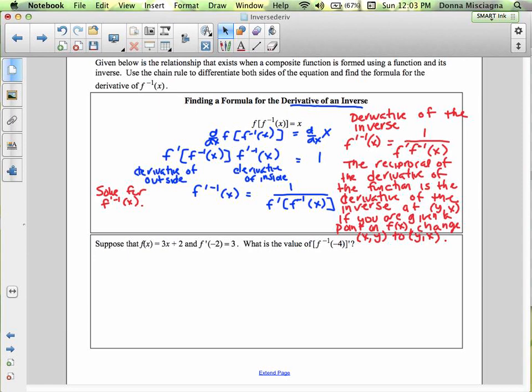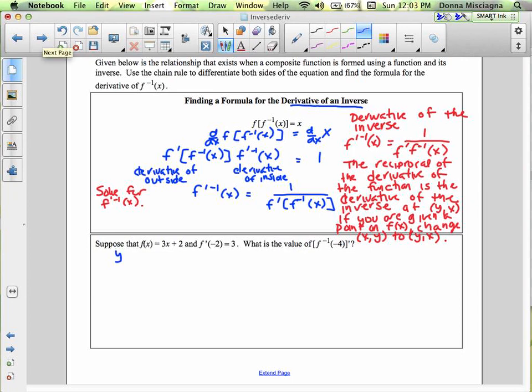And that's going to make things a little easier, and it's going to help us with other derivatives as well. So now let's do this two ways. This isn't a very hard inverse to find, so we'll find the inverse. Suppose that f of x equals 3x plus 2 and f prime of negative 2 equals 3. What's the value of f inverse of 4 prime? See, nobody knows where to put the prime mark. They put it outside parentheses. That works too.